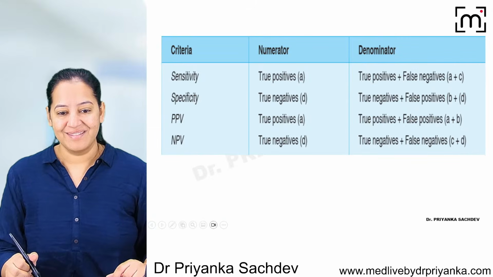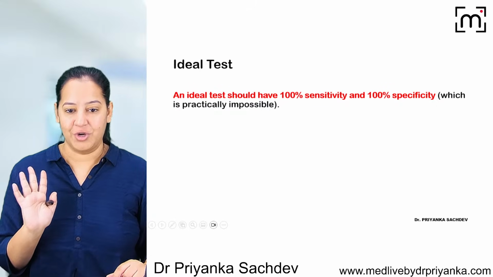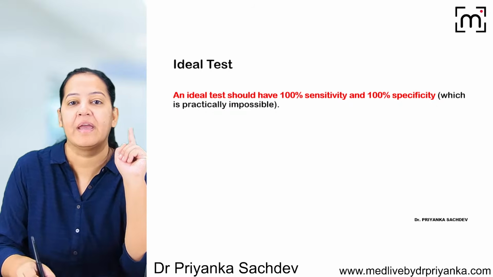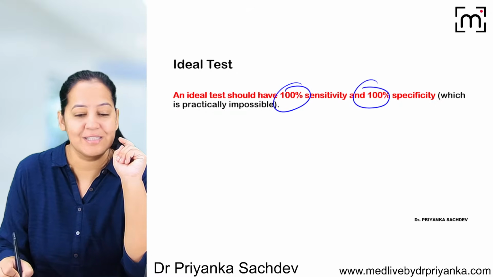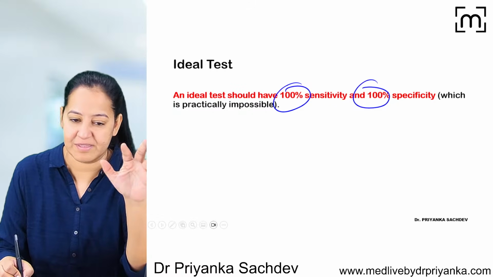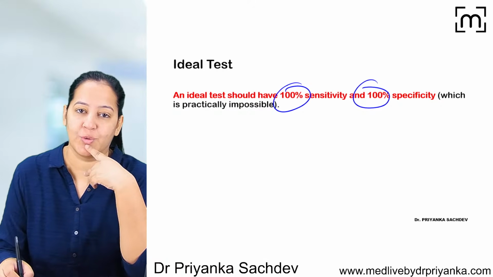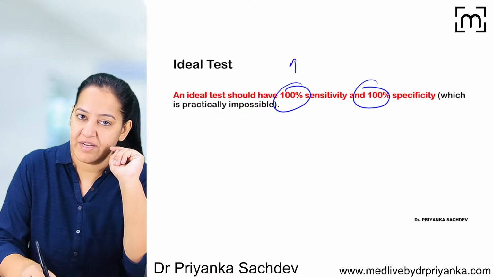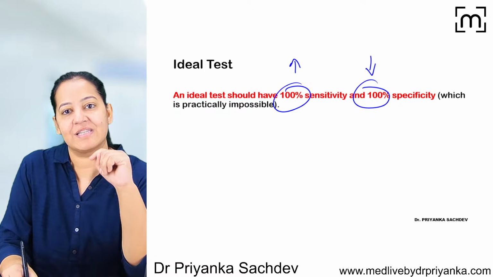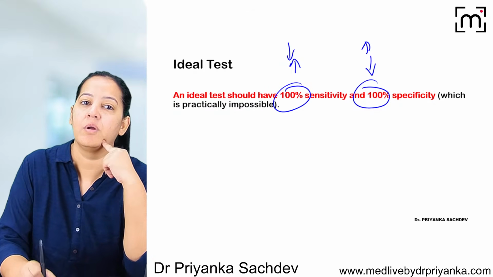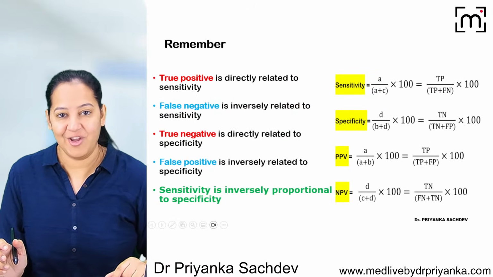Anyone have any confusion? So learn the numerator and denominator in each of them. An ideal test should be 100% sensitive and 100% specific. But there is no test which is 100% specific and 100% sensitive. Sensitivity and specificity are inversely proportional to each other. If some tests have more sensitivity, the specificity will be low. If some tests have high specificity, the sensitivity will be low. I hope you are getting it.